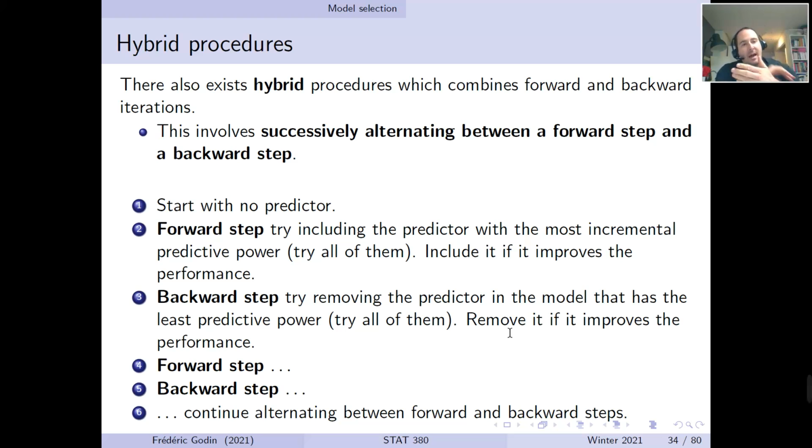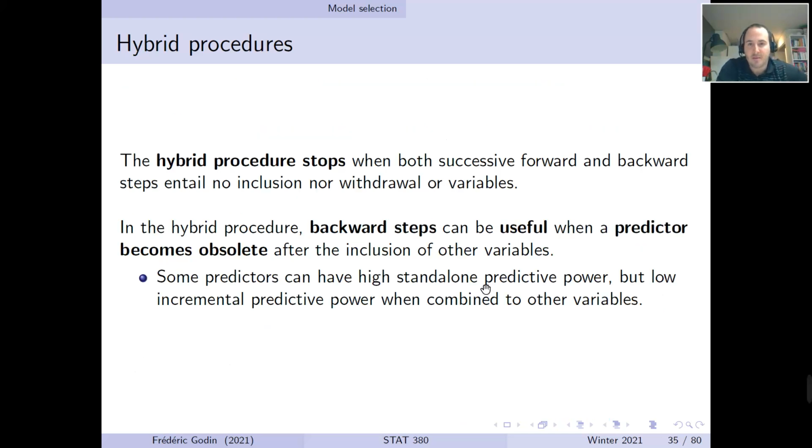But after the first two backward steps, the subsequent backward steps can make sense. What's the rationale for including possible backward steps in between the forward steps? It's because, as we describe here, some variables might have very high standalone predictive power, but very low incremental or additional predictive power when combined with other variables. So some variables might become obsolete once other variables are included.